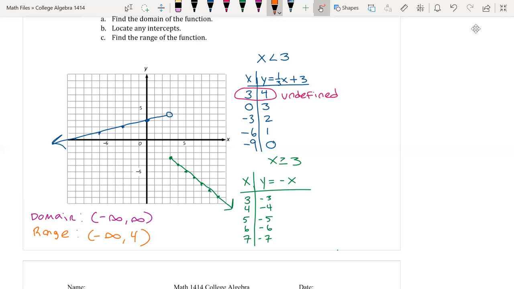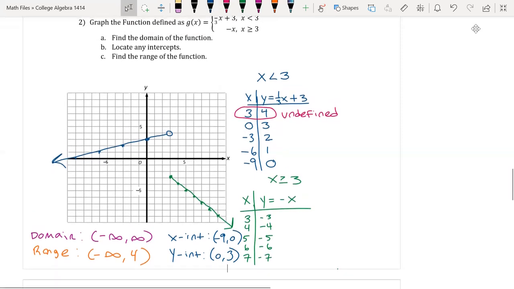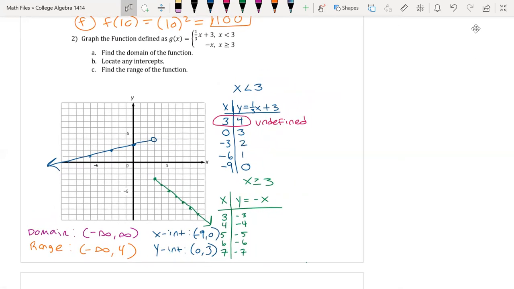And where are my x-intercepts and y-intercepts at? Where am I on the x-axis at? X-intercept is negative 9, 0. Negative 9, 0. And y-intercept? It's 0, 3. There you go. That's it. So that's how you graph a piecewise function and you find the domain and range of it.